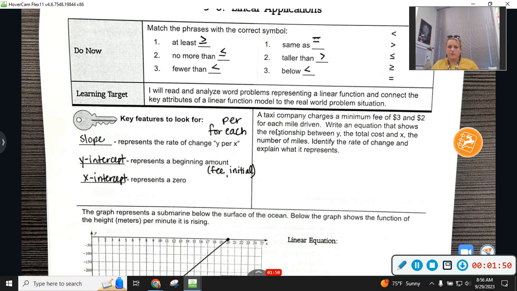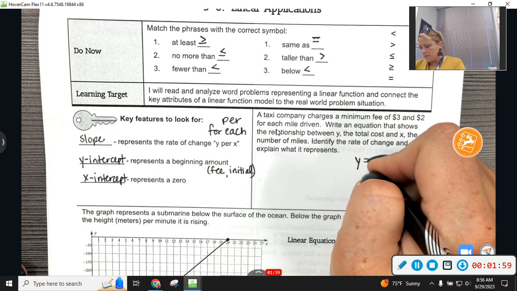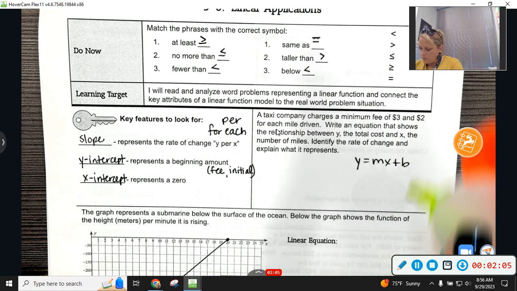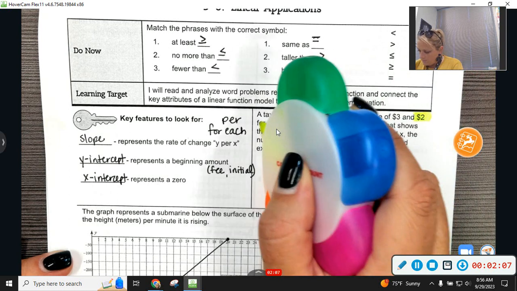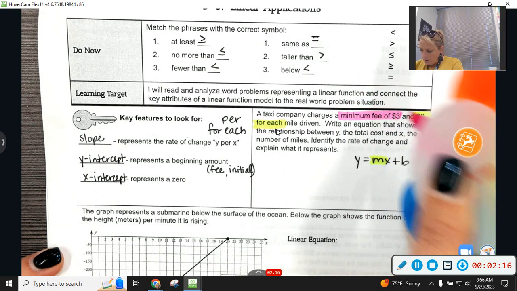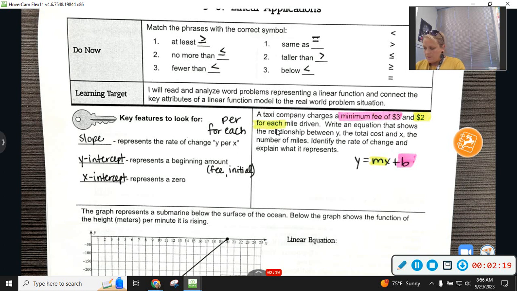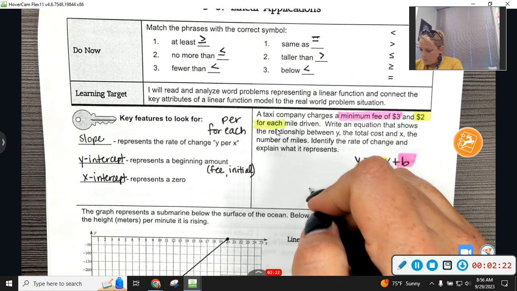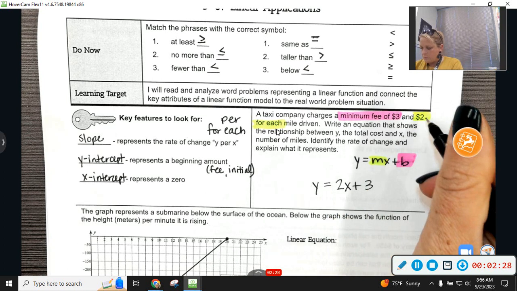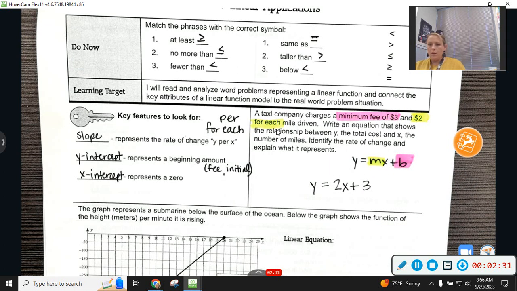Alright, so we have a word problem here. A taxi company charges a minimum fee of $3 and then $2 for each mile driven. And I'm trying to write an equation in y equals mx plus b form. So when I'm doing this, it says $2 for each. That means that's going to be my slope. And then this one talks about a fee, and that's going to be my b. So my equation here is just y equals 2x plus 3, because I'm just putting those numbers into this spot. Okay? Not always that easy.